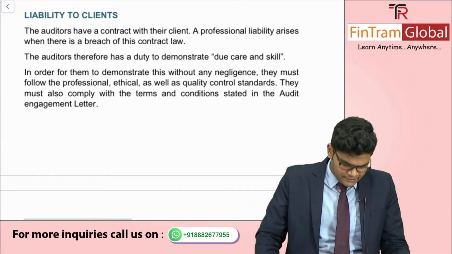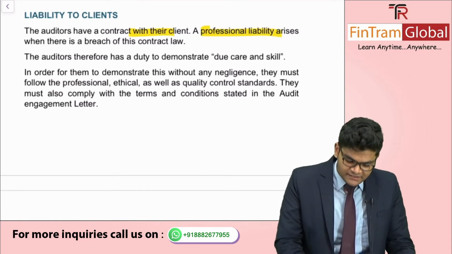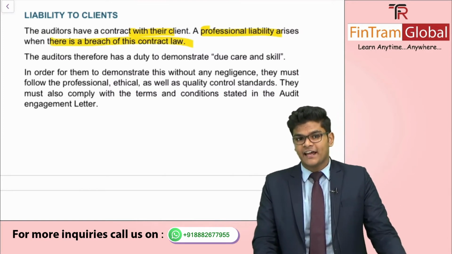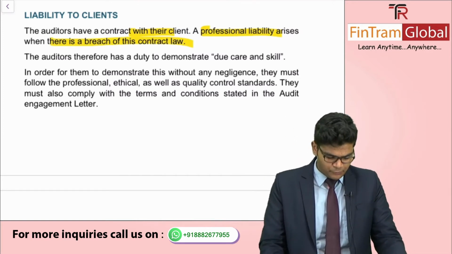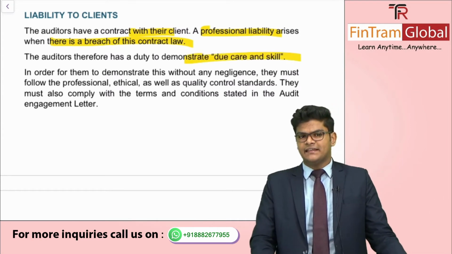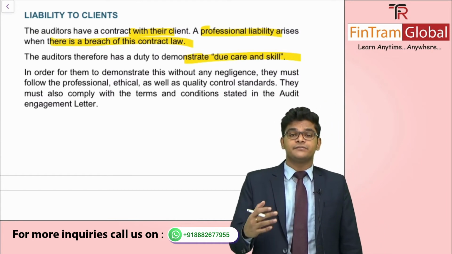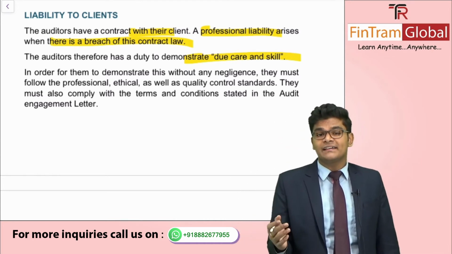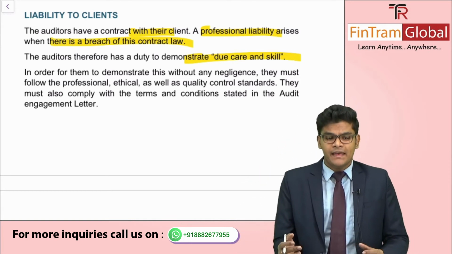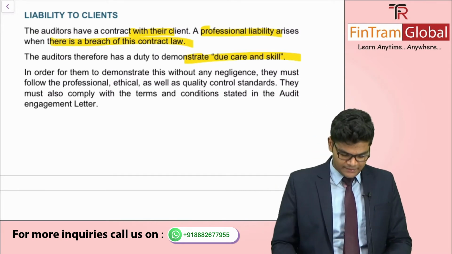Liability to clients. The auditors have a contract with their client, and a professional liability arises when there is a breach of this contract law. That's basically it. What else? The auditor therefore has a duty to demonstrate due care and skill. If they do not demonstrate due care and skill and provide low quality services to the audit client, then definitely the audit client might sue the audit firm, isn't it? That is where the professional liability arises.